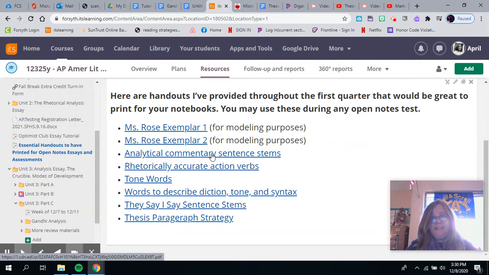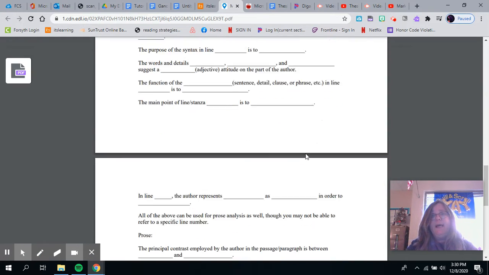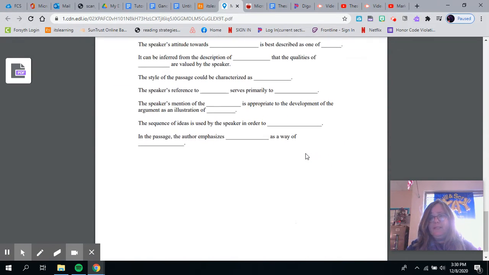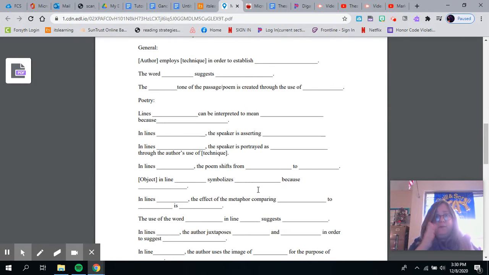Now, these are sentence stems, which are very helpful. If you're struggling with commentary and you're getting low scores on commentary, have this out. Use these stems right when you integrate evidence. If you're struggling with commentary, you know that. You know if you are. So use these stems to help you get that commentary more developed.